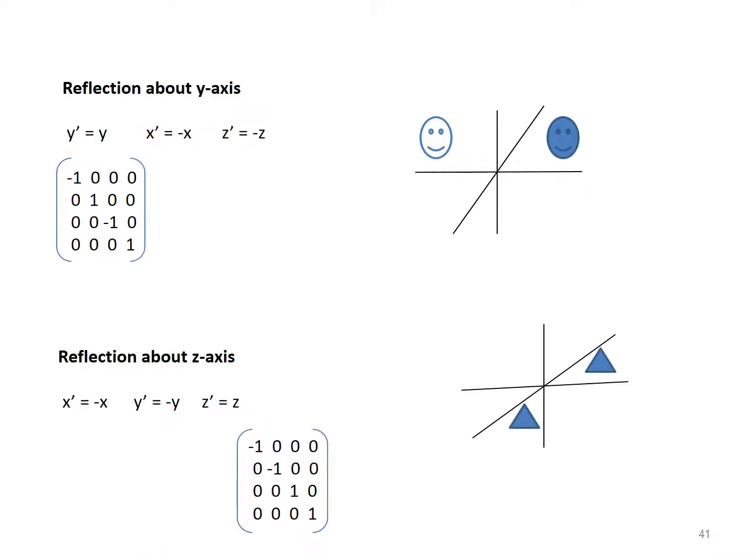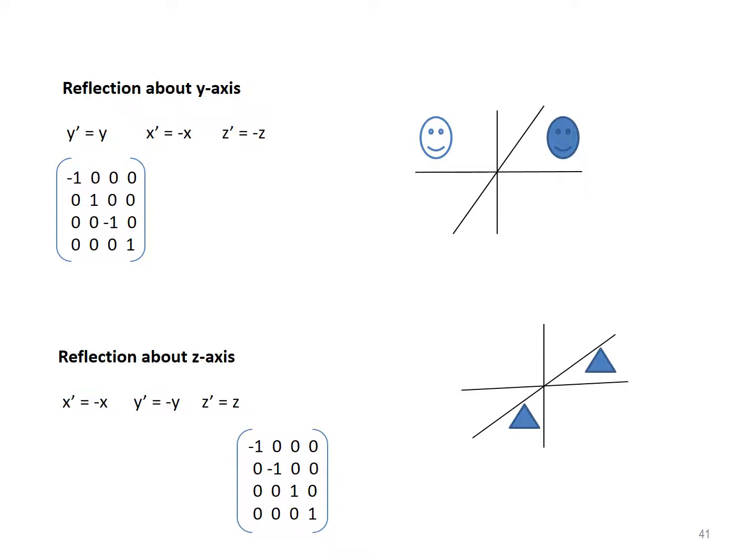Reflection about the y-axis in a 3D plane. As you can see in the figure, the object is rotated by 180 degrees about the y-axis. Hence, the resultant coordinates are y dash equal to y, x dash equal to minus x, and z dash equal to minus z. And the matrix is represented as below.